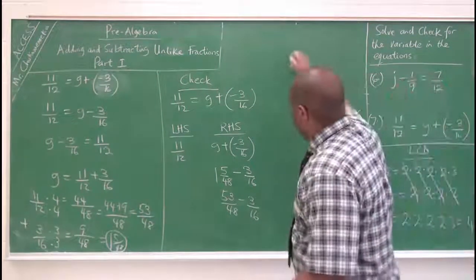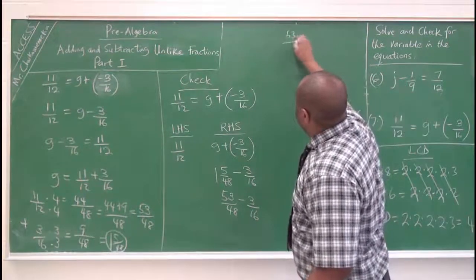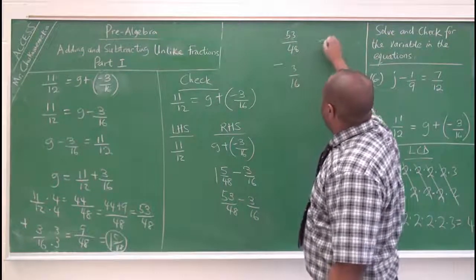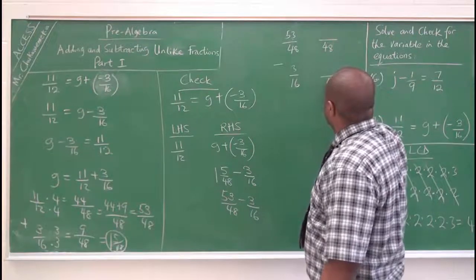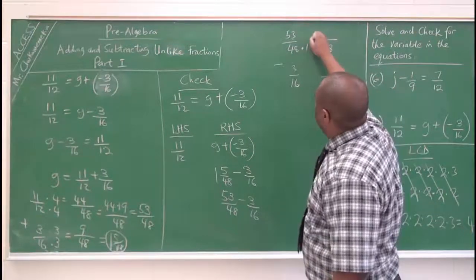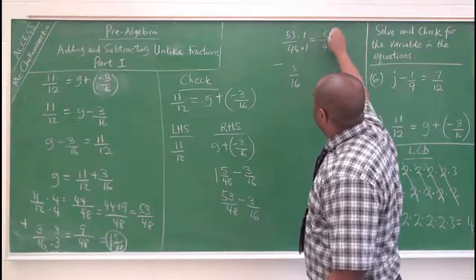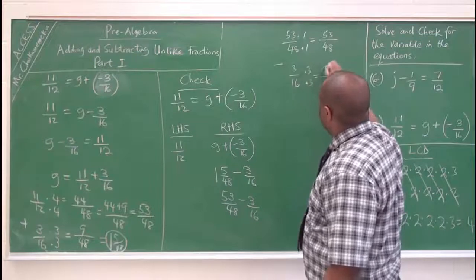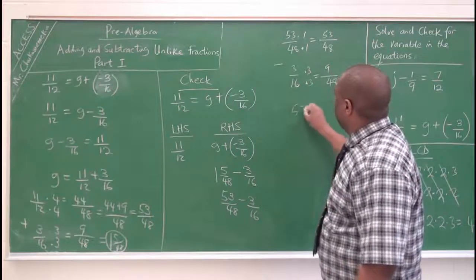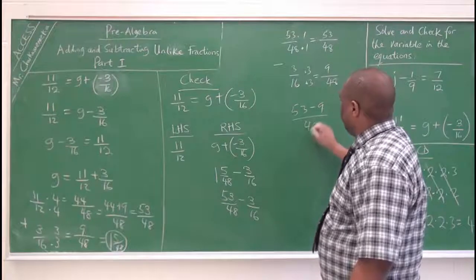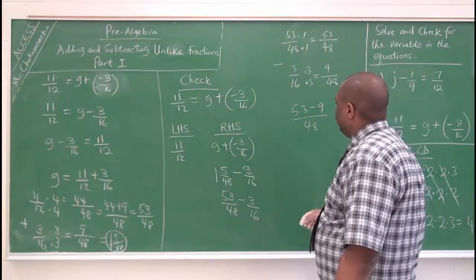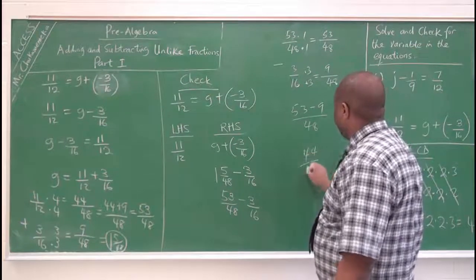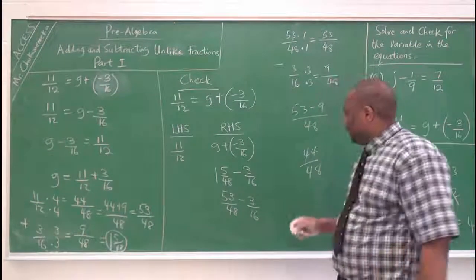So, we now have 53 over 48 minus 3 over 16. LCD here is 48. 48 times 1 is 48. 53 times 1 is 53. 16 times 3 is 48. 3 times 3 is 9. So this is 53 minus 9 over 48, which is 13 minus 9. 13 minus 9 is 4. 44 over 48. And what can go?